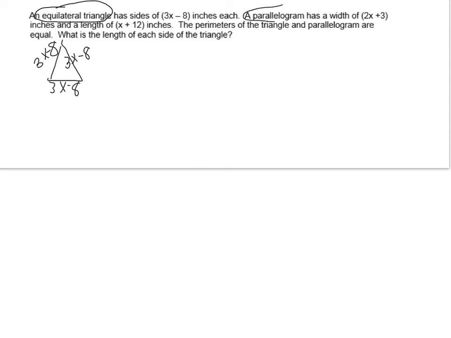Now we have a parallelogram that has a width of 2x plus 3 and a length of x plus 12 inches. We don't know if it's a rectangle or maybe something that looks like this. It doesn't really matter because it looks like we're going to be dealing with perimeter again, and perimeter is just to add all the sides. But if a parallelogram has a width of 2x plus 3, that means this side is 2x plus 3, and so is this side. And it also tells us that the length is x plus 12. So this side is x plus 12, and this side is x plus 12.